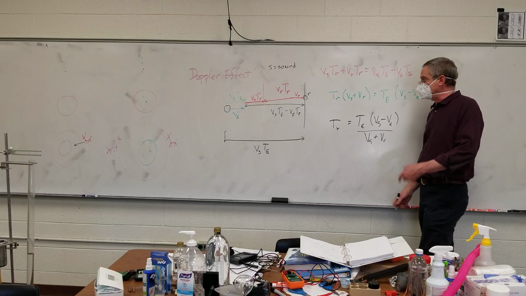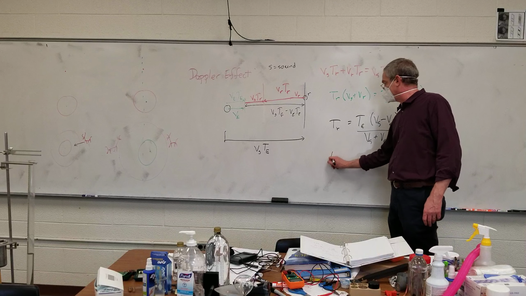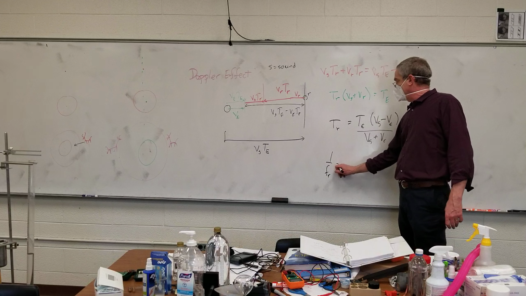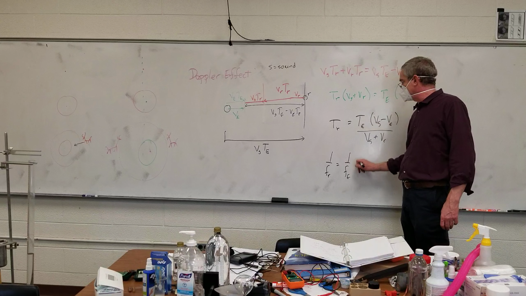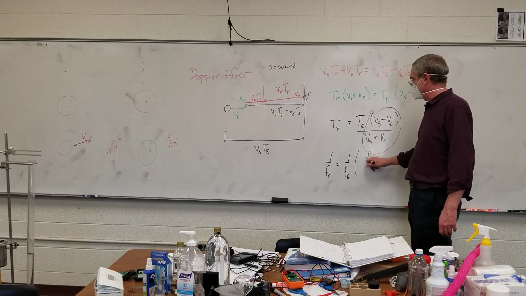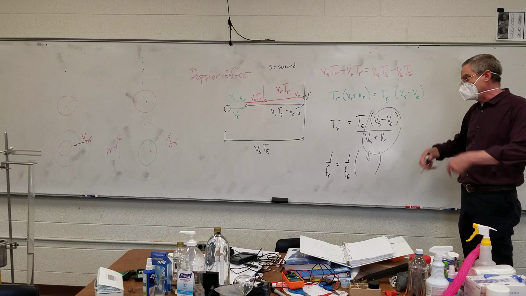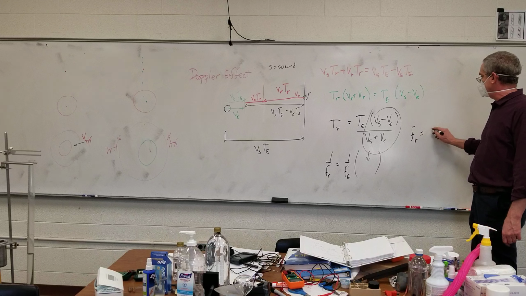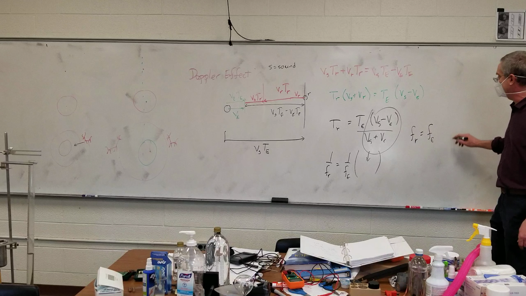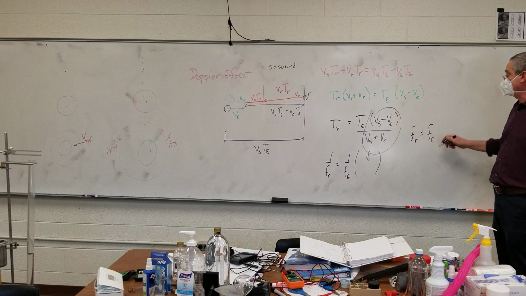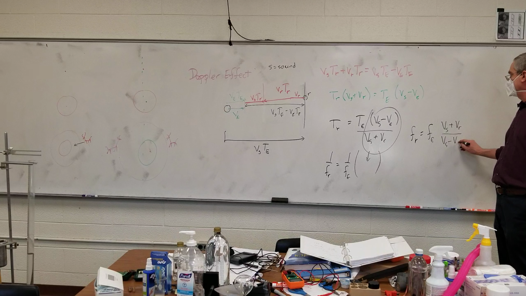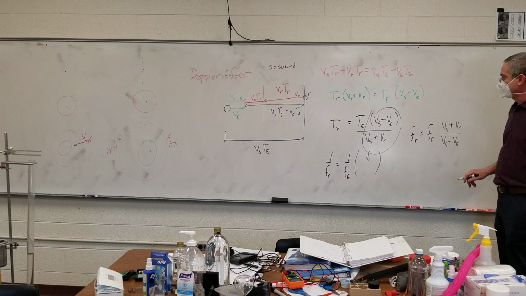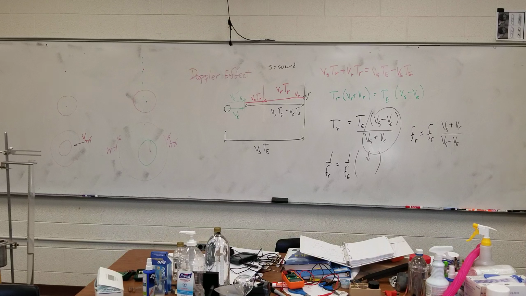We can do it in terms of frequency, because frequency and period are reciprocals of each other. So 1 over the frequency of the receiver is equal to 1 over the frequency of the emitter times this. Or more commonly written, the frequency that the receiver is picking up is equal to the frequency that the emitter gives off times, since we're doing the reciprocal of everything, the speed of sound plus the speed of the receiver divided by the speed of sound minus the speed of the emitter. This is the more common form of the Doppler effect.